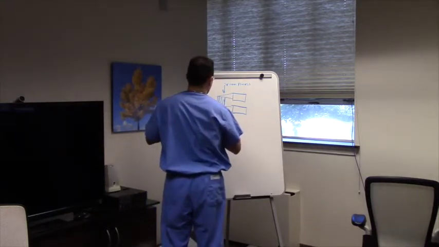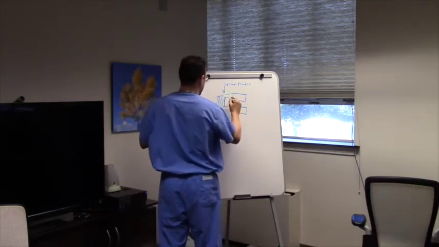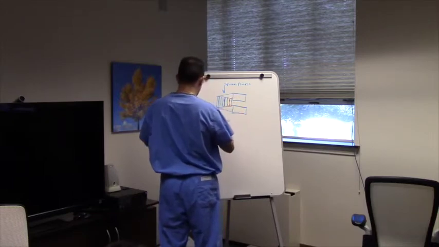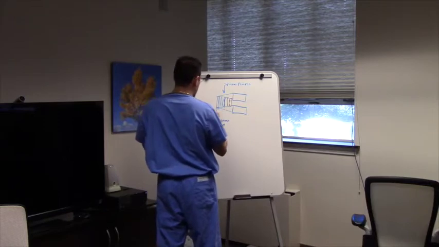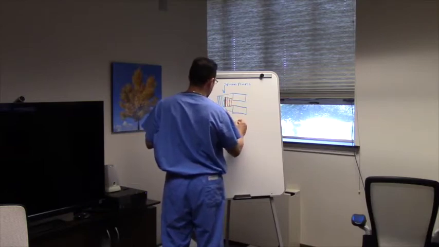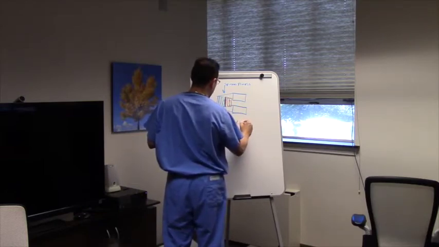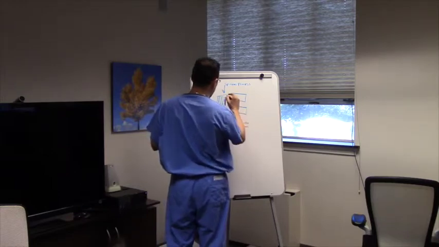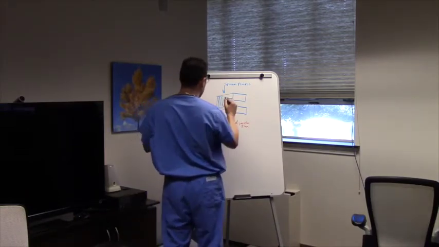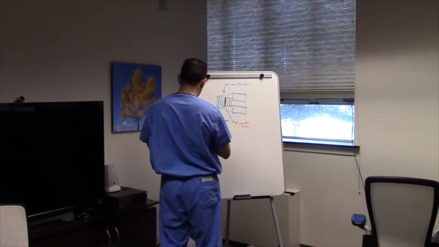Here is going to be your spinal cord. Okay. And then as you get close to your spinal cord, right here, there's going to be a large structure. And that large ligament right here is going to be your ligamentum flavum.